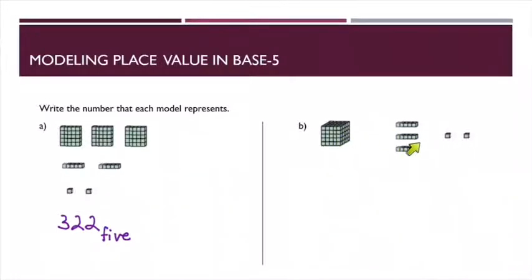And then here in part B, we have 1 block, no flats. Now it's important that we preserve the place value, because if we can't know that the order of the digits goes from units to longs to flats to blocks, then none of this has any meaning. So we do need a 0 here to show that there are no flats. And then we have 3 longs and 2 units. And we know we're in base 5 because this long is made up of 5 units. And this block is 5 by 5 by 5.